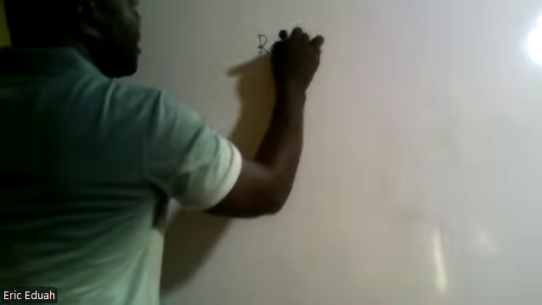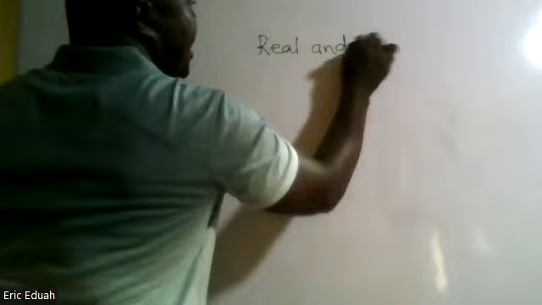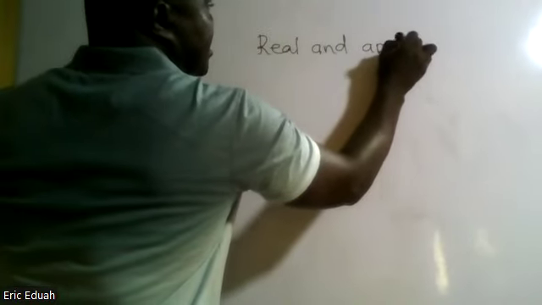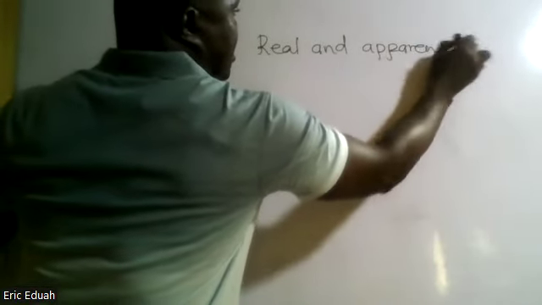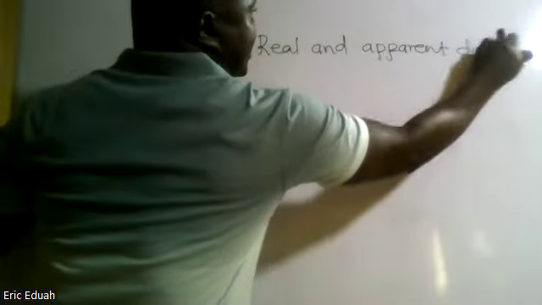The concept of optical illusion, real depth and apparent depth, and how to use this concept to calculate the refractive index of the liquid.